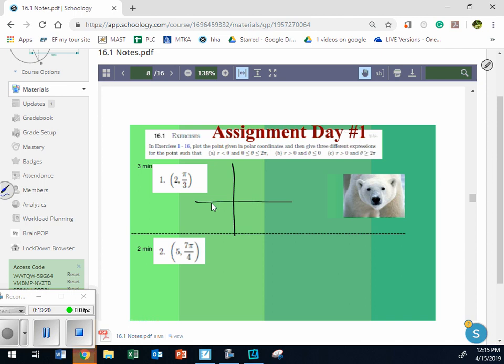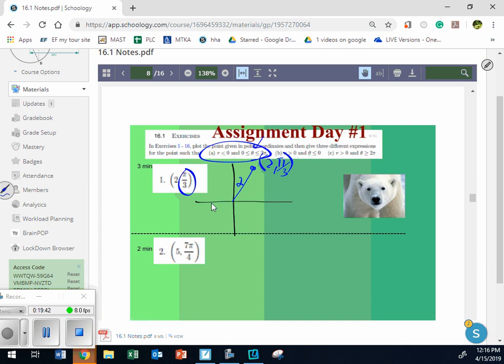All right, so where the heck is 2 comma pi over 3? First thing you got to kind of know what direction to go. I need to go pi over 3, which is also known as 60, so it's about like that. How far? 2. So that's the spot right there, 2 comma pi over 3. I've plotted the point. Now what's this other gobbledygook? It's telling you what it wants R and theta to be.